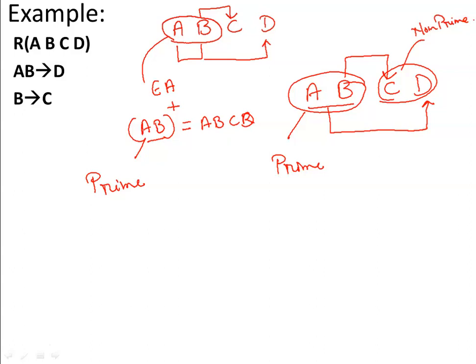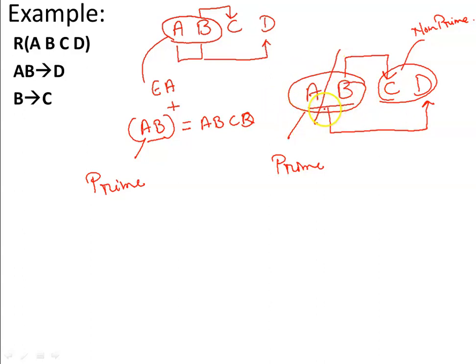Now according to second normal form there should be no partial dependency. What is this partial dependency? If you look at this relation, D is totally dependent upon the candidate key. That means to search D you require the entire candidate key, but to search C only B is sufficient. That means only part of the candidate key is sufficient. If such a dependency exists, it is called partial dependency, because a non-prime attribute partially depends upon a prime attribute and not the entire candidate key.